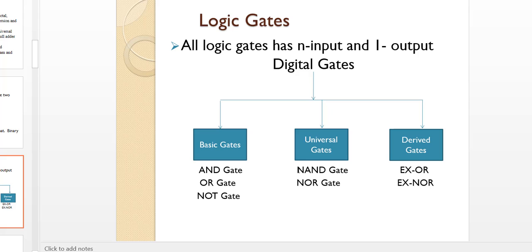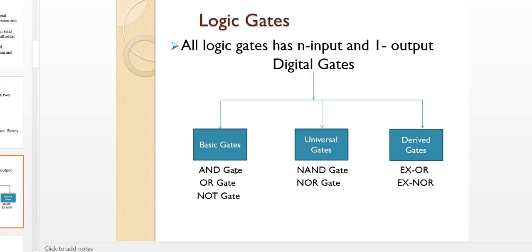Now NAND and NOR are specifically called universal gates. So this is very important. Please remember right now, NAND and NOR gates are called universal gates. They are also called derived gates, because they are derived from basic gates, but moreover they are called universal gates. So what are NAND and NOR? They are universal gates, please remember. So: basic gates, universal gates, derived gates.